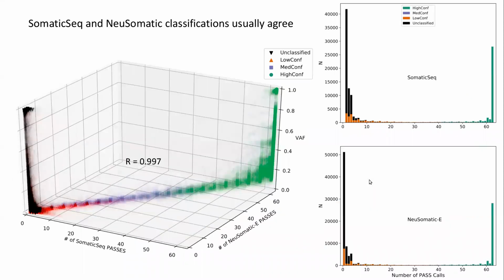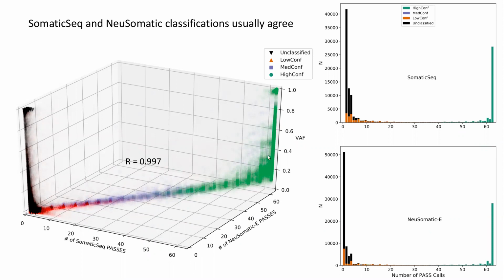We also looked to see if SomaticSeq and NeuSomatic classifications are consistent, and they're highly consistent. On this 3D graph here, this axis is the number of times SomaticSeq has labeled the variant as pass, and on this axis, it's NeuSomatic.